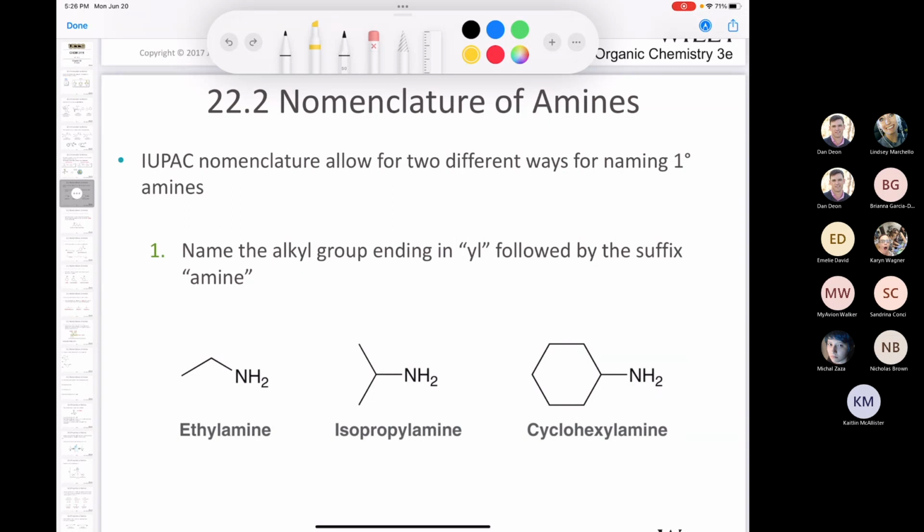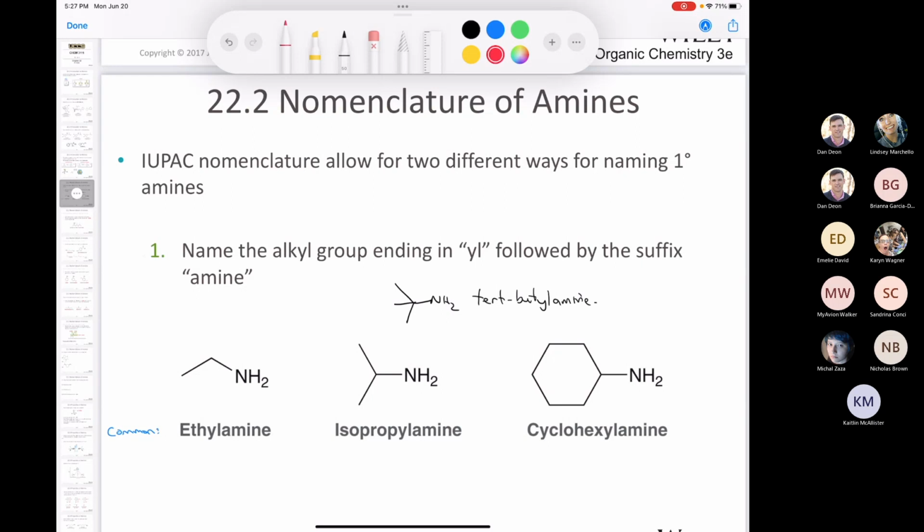So the number 1 way of doing it is to name the alkyl group and then just put the suffix amine on the end. And that is a common way of naming them. So I'll put common right here. If we have an ethyl group, you call it ethylamine. If you have an isopropyl group, you call it isopropylamine. If you have a cyclohexyl group, you call it cyclohexylamine. If you had a tert-butyl group like this, you would call this tert-butylamine, right? So on and so forth, methylamine, et cetera.